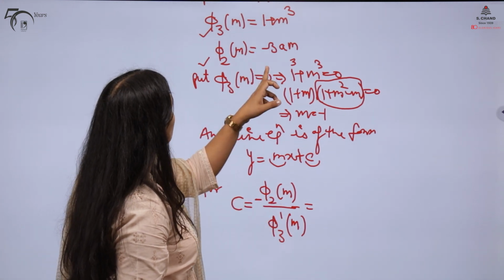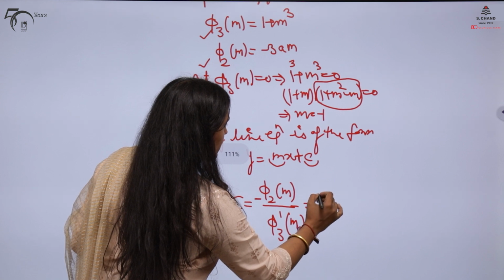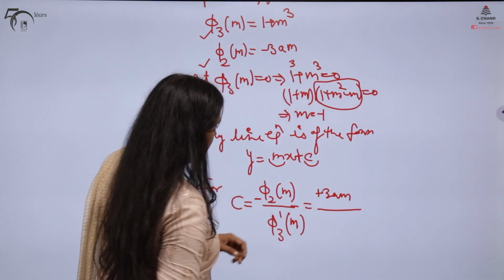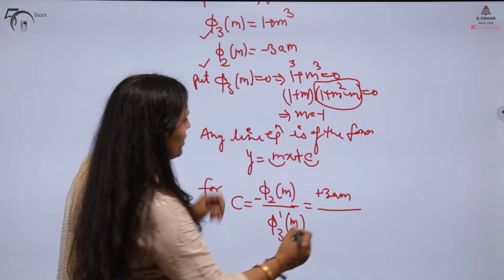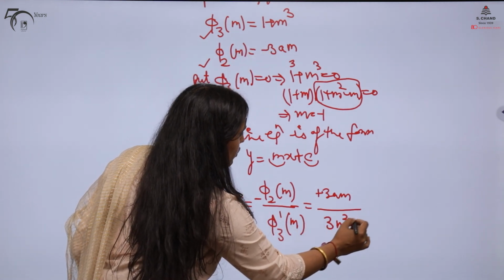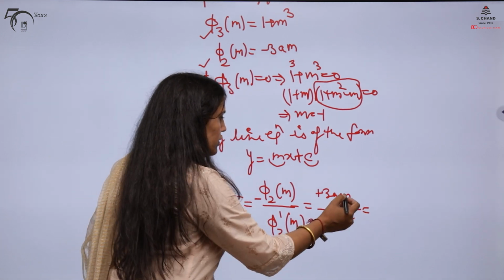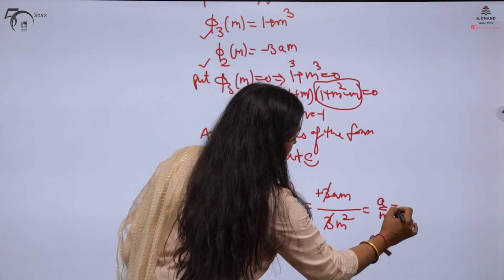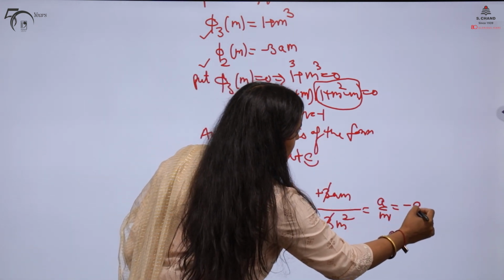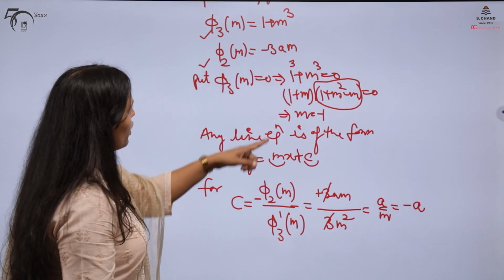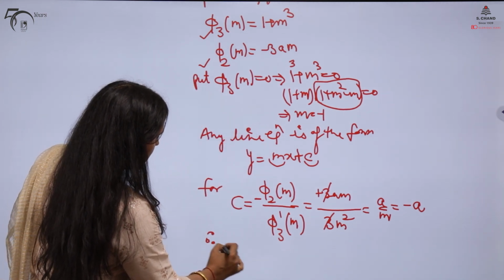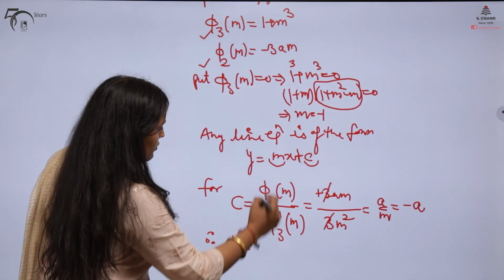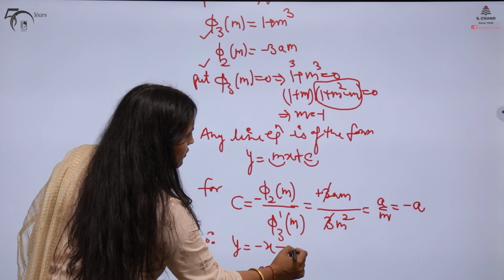Phi 2 m is how much? Phi 2 m is minus 3am. Already there is a minus sign, so you can put a plus sign. Phi 3 dash m will be 3m square. Do the calculation and put m equal to minus 1 to get the value of c. So 3a by 3m, and m is minus 1, so this gives you minus a. We know c and we know m, therefore the equation is y is equal to mx plus c, where m is negative and c is also negative.